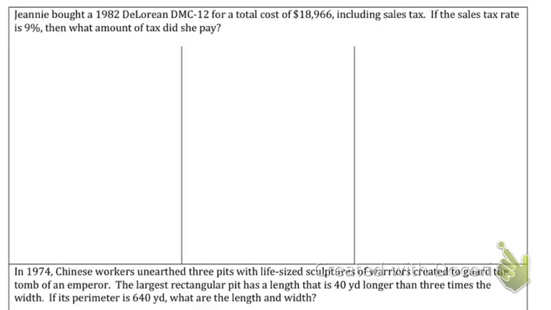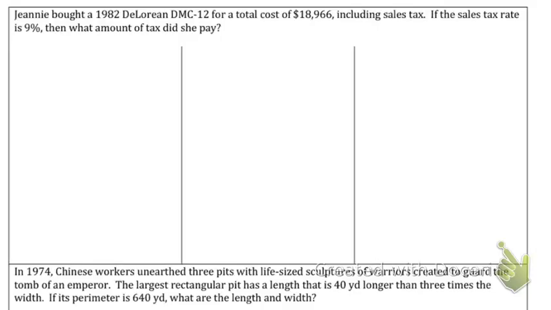So we have someone buying a 1982 DeLorean DMC-12 for a total cost of $18,966, including sales tax. If the sales tax rate is 9%, then what amount of tax did she end up paying? What I mean by coming up with a common sense thing is look at that $18,966. Just in normal English, what plus what has to equal that $18,966? What two things have to be added to equal that total?